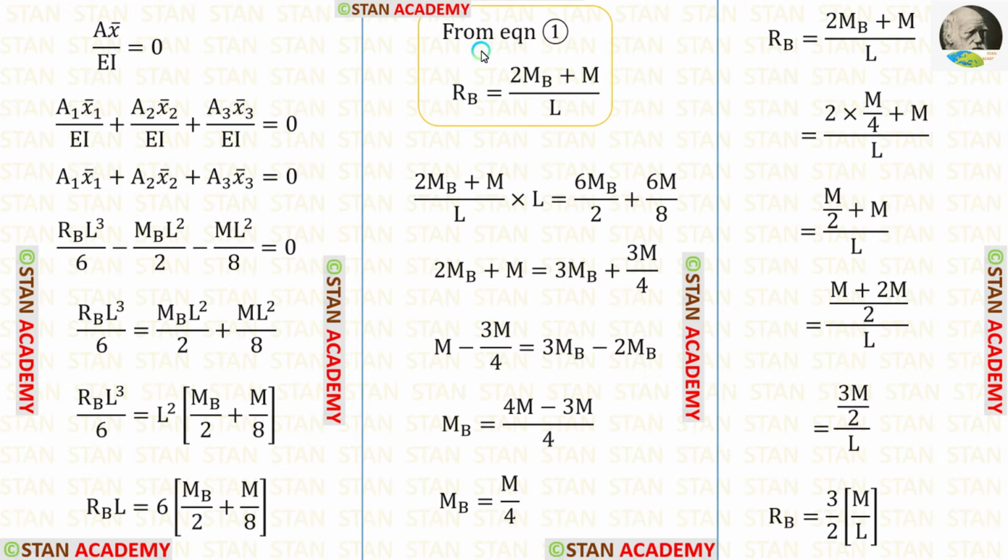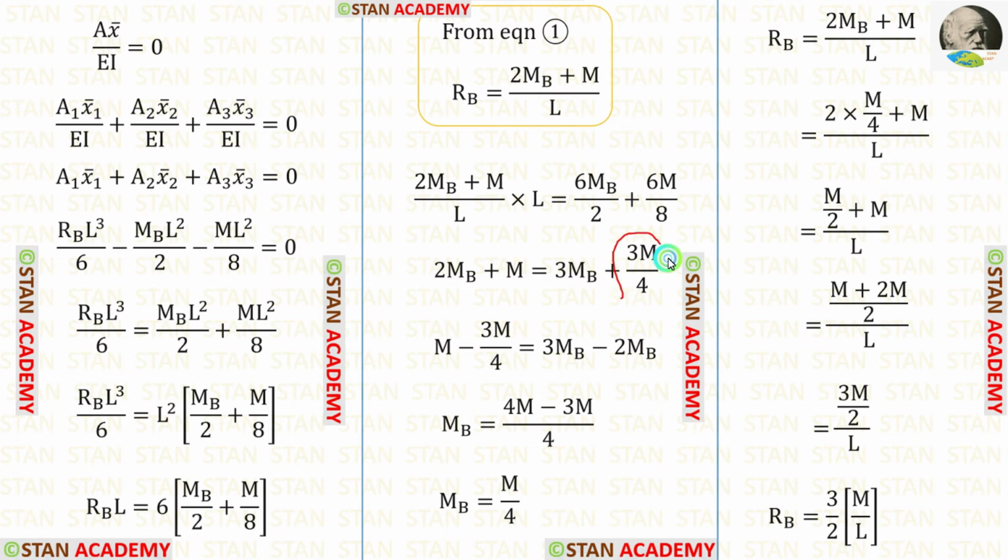From equation number 1, we know that RB is equal to 2MB plus M upon L. So instead of RB, let us apply this. Then we can eliminate L. Let us multiply these two terms with 6. When we do that, we will get these. 3 2s are 6, 3 2s are 6 and 4 2s are 8.